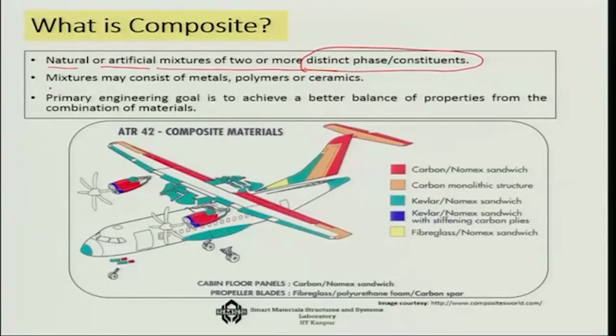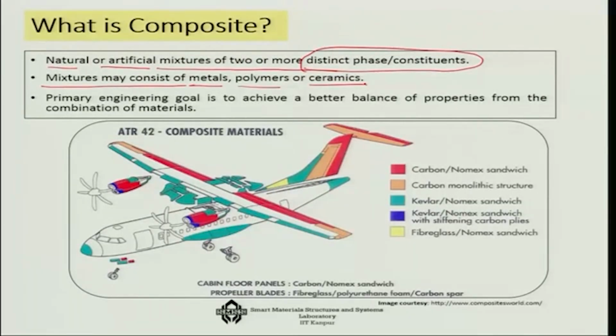So the mixtures may consist of metals, polymers or ceramics. It can be between metals and ceramics, or polymers and ceramics, or metals and polymers, which is of course very rare, but that's also possible. So various types of such compositions are possible.